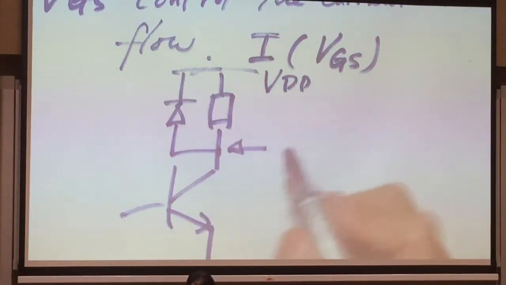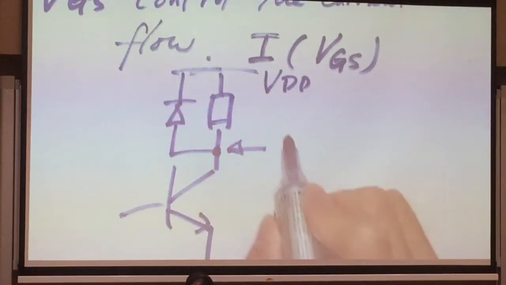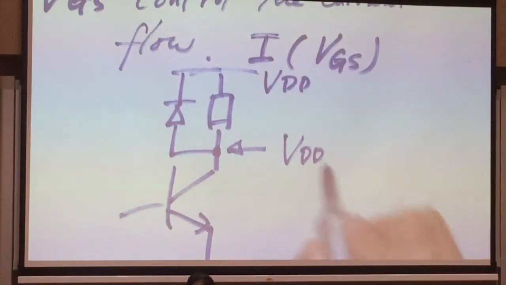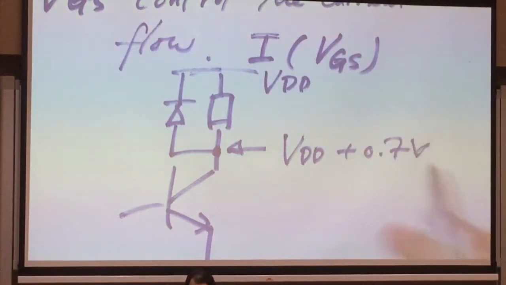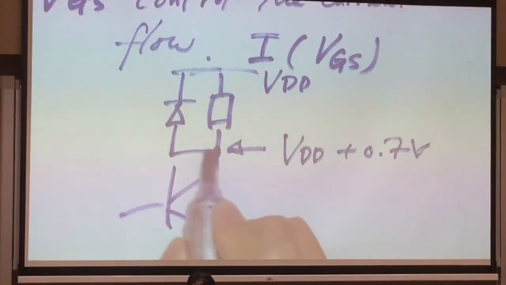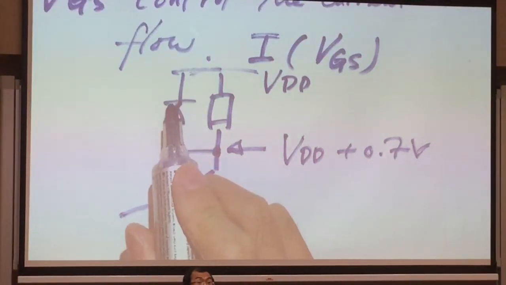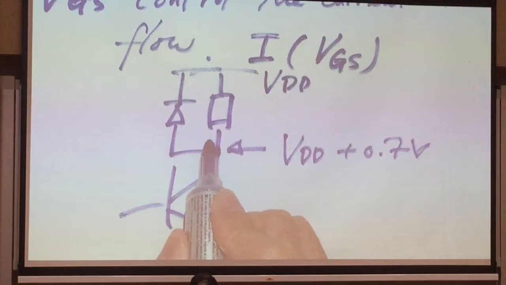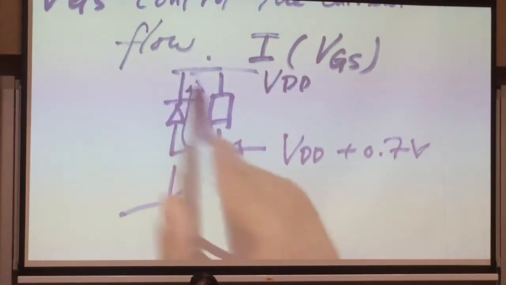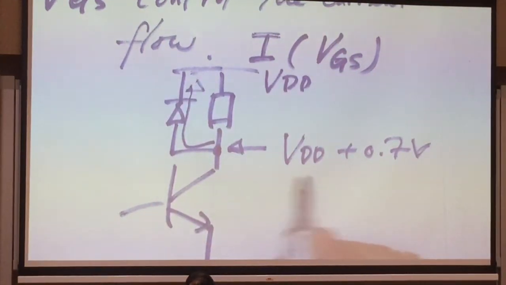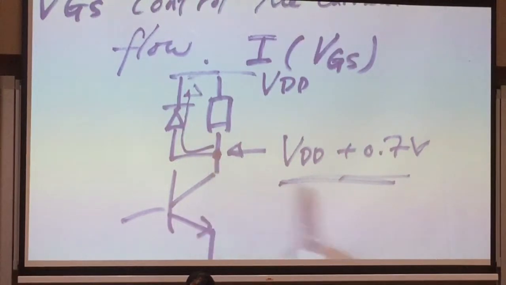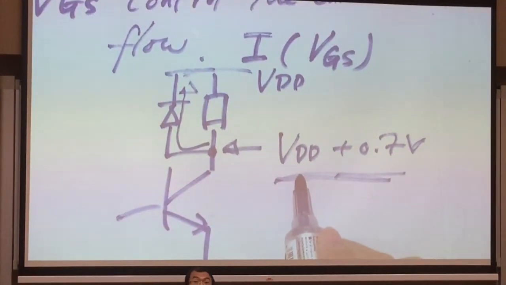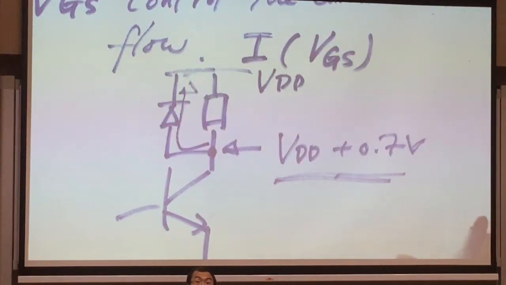So this point, if it reaches VDD plus 0.7 volts, this diode will be turned off, right? So the current will all flow through these diodes. That means the maximum voltage for this point can only reach VDD plus 0.7 volts. It cannot be higher.